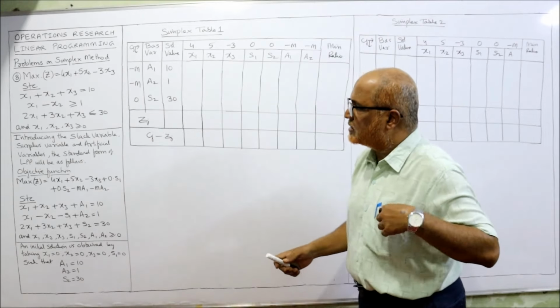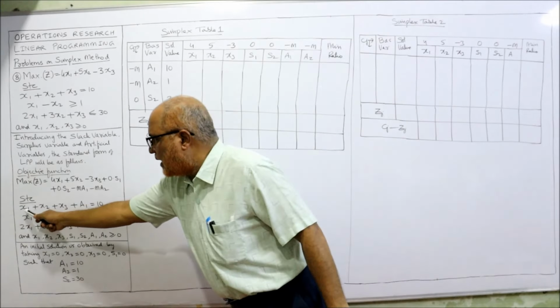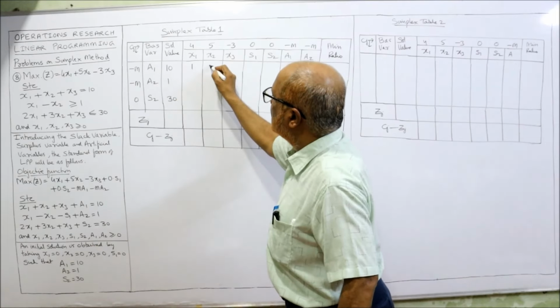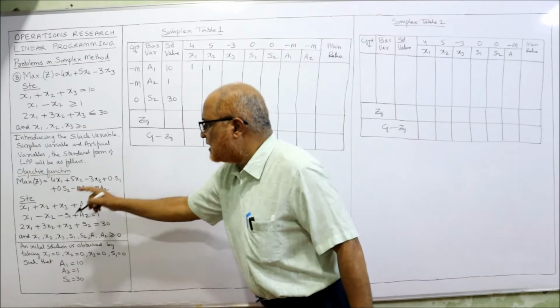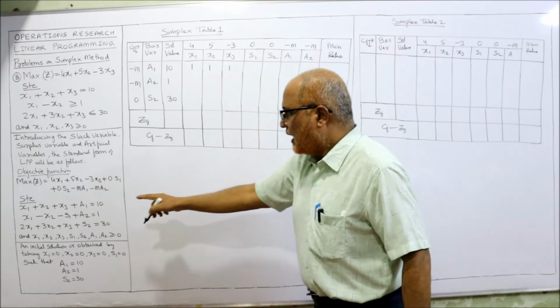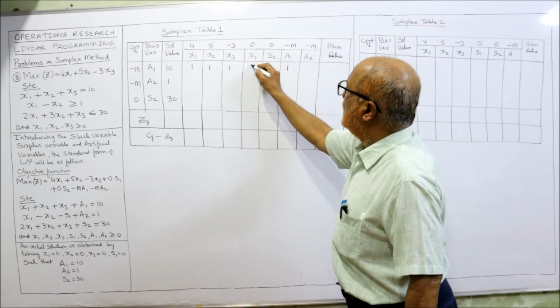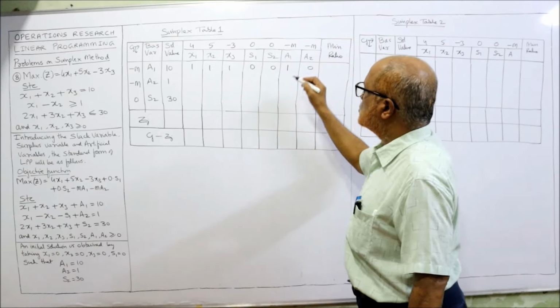Coefficient of constraint. The first constraint is 1x1, 1x2, so here x1 is 1, x2 is 1, and x3 also equal to 1. And a1 is 1. Take all other values as zeros.